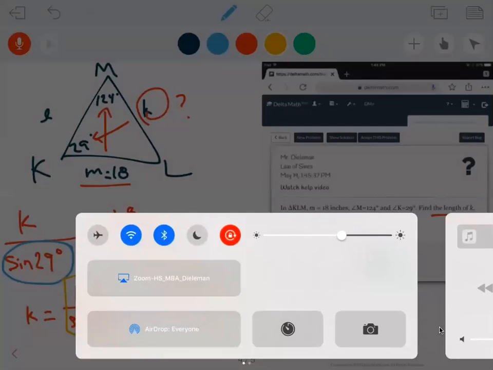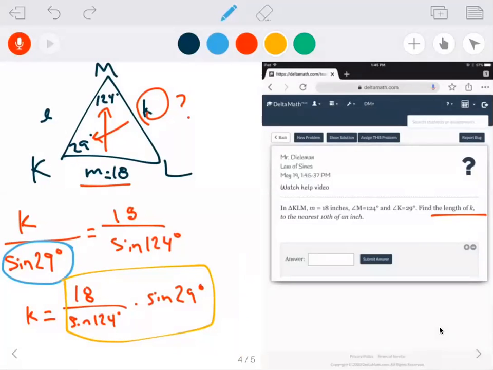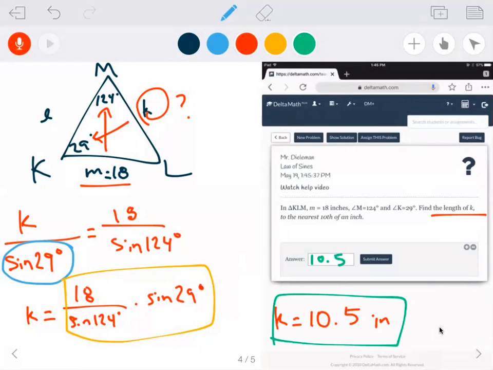So let's go back to our iPad, and we get that side length K is equal to 10.526. They want us to the nearest tenth of an inch, so that's one decimal. So that's going to be 10.5 inches. And so I would put 10.5 in my box. And that's that.